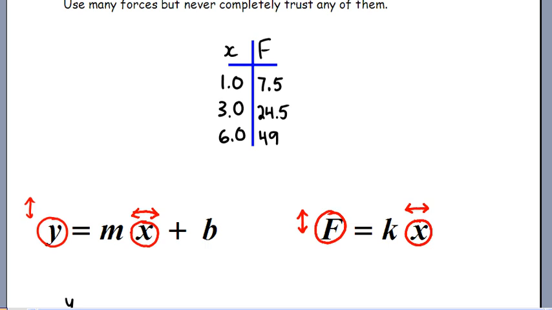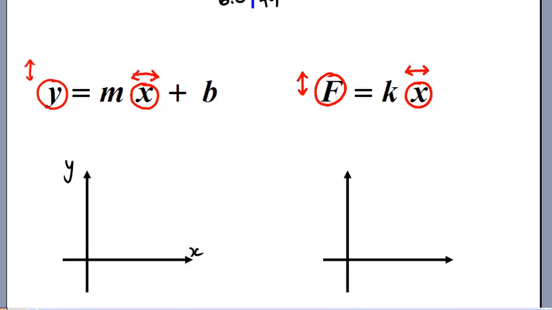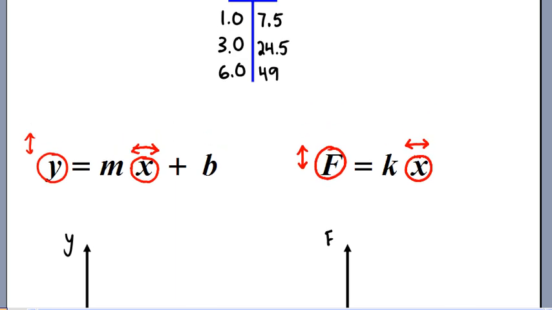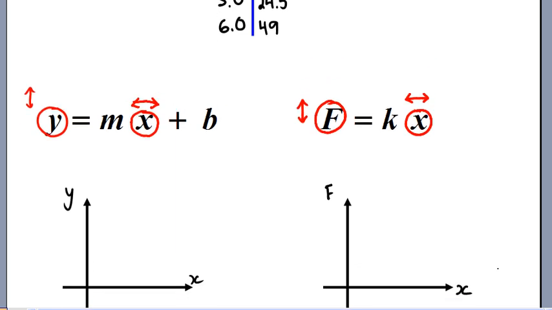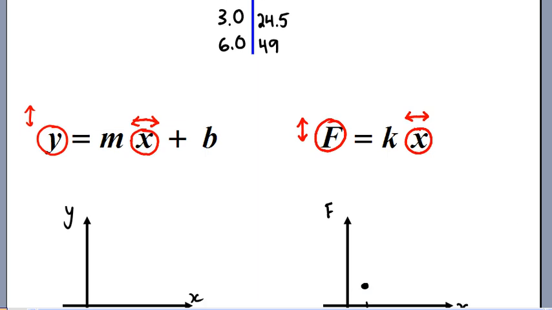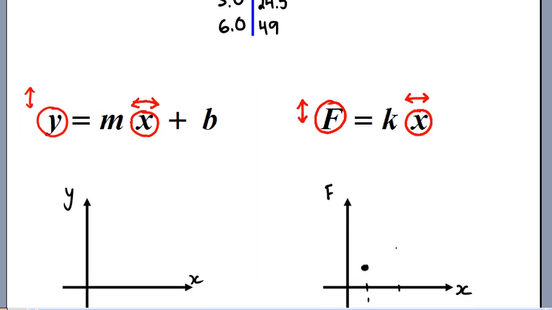And then the slope and the y-intercept were some constant numbers. So when I go and do this graph with the physics, I'm going to put my force numbers up and down. I'm going to put my extension numbers across. And then I'm just going to go and plot every one of these points, right? So I'd say, oh, okay, well, 1 over, 7.5 up. Okay, great. So 1 over 7.5 up, maybe that's here. And then my next point was 3 over 24.5 up. Okay, it might be around here. And then the last one was 6 over, and it was 49 up.